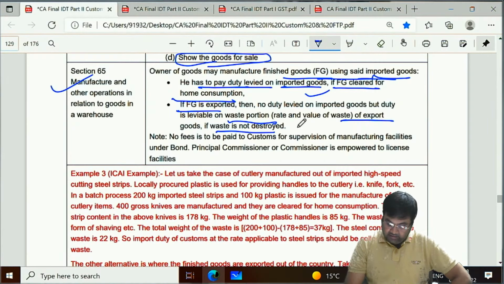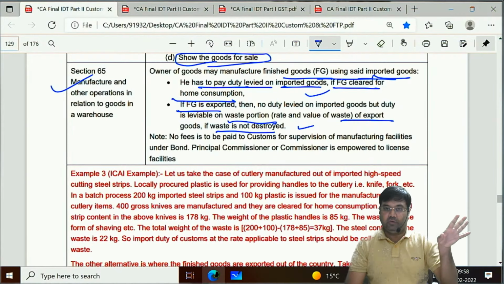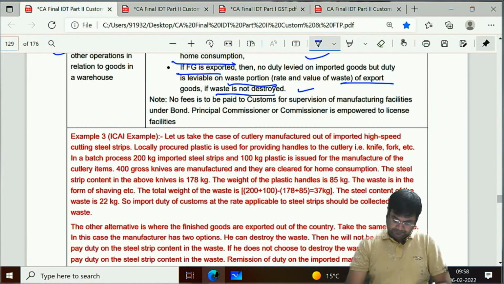Okay, then he has to pay duty on that 25 kg. And if he is destroying it, then there is no need to pay the duty. Okay, so he has two options.